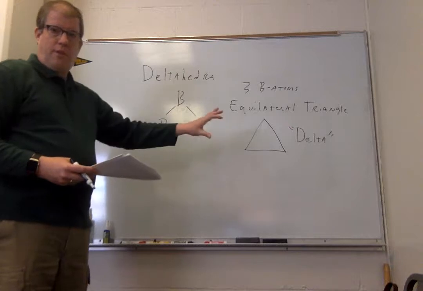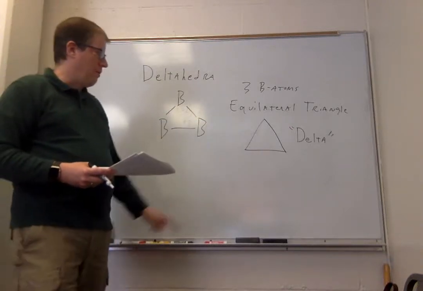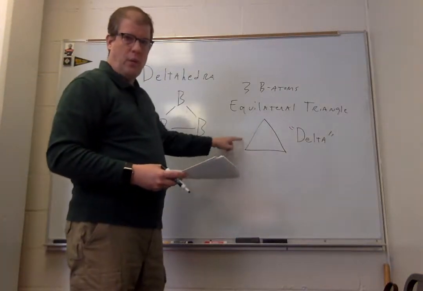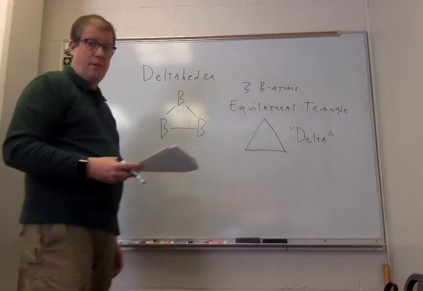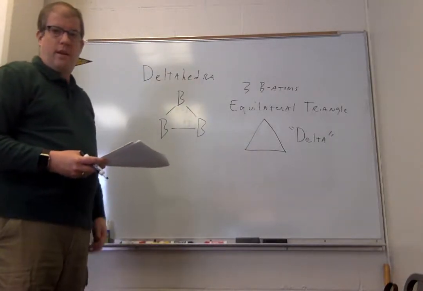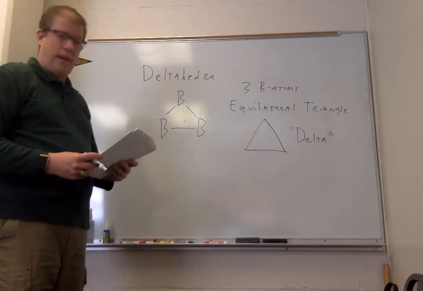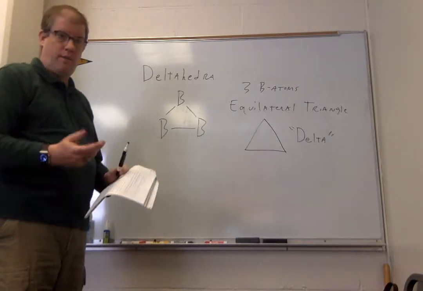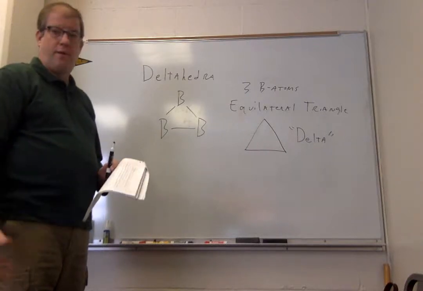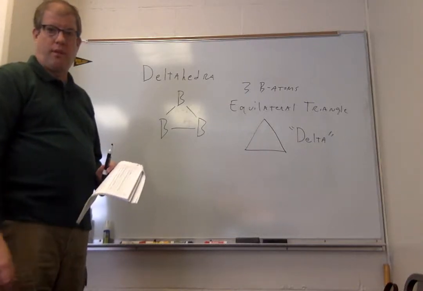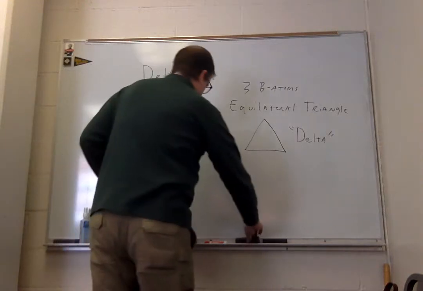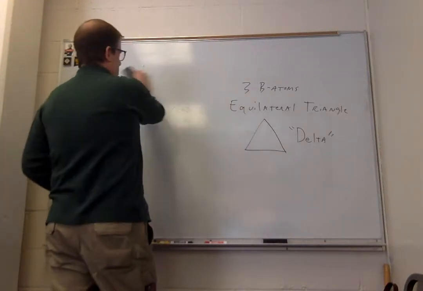Now what these do is they fuse together with one another by sharing these edges. When they do that, they can make very complex structures having 8, 10, 12, 20, up to essentially infinity boron atoms in the structure itself, along with some hydrogens or some carbons or even other things like group 15 elements.